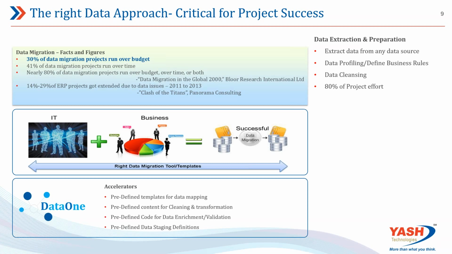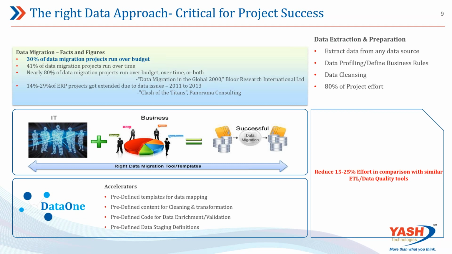Now, how do we address it in DataOne? We have put in predefined templates which accelerate the data mapping, and predefined content for cleansing and transformation. Our solution has the code and the processes which we have leveraged from our past experience that makes it faster. For the validation, all the rules are readily available for all the critical master data objects, and again, predefined data staging definitions are available, which makes it even faster. So with all this, we have seen, and it is proven, that we reduce effort by 15 to 25% in comparison to a similar ETL or data quality tool, which ensures that you have the right data at the right time.